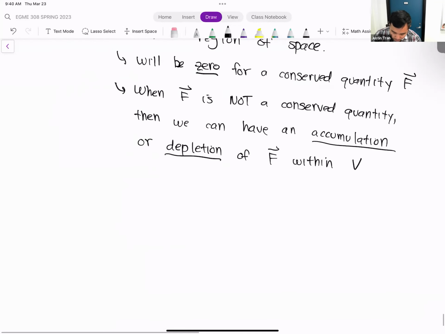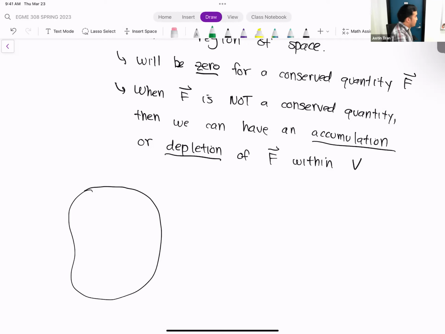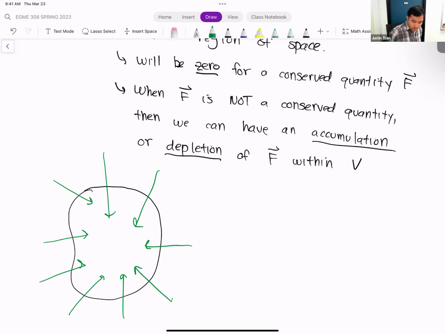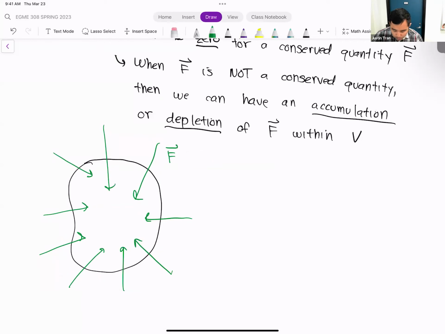So let me just give you some very, very simple examples. Let's say we have a spherical region, and then let's say our vector field F is designed in a way where it only goes in. If you took the divergence of F within this region, you're going to get something that's non-zero because all the arrows of F are converging to the same point. In one way you can think of this, at the point where they all converge, F is not being conserved. And so in this case, we have an accumulation of F within our region.